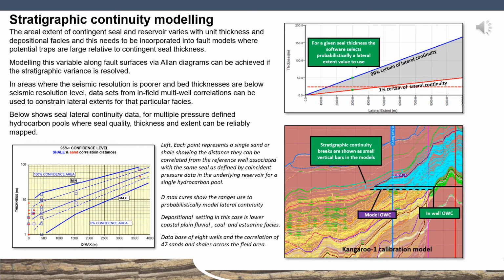This data establishes a range of lateral extent or Dmax values that are put into the model, and in the bottom right you can see marked is how we manage that by putting a break in the individual seals. And what you see there is where the seals are thinner, there are a lot more breaks, and that is consistent with that facies.